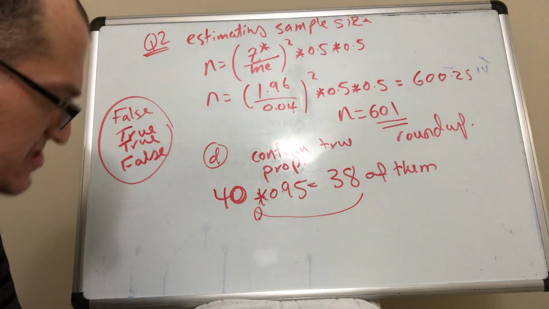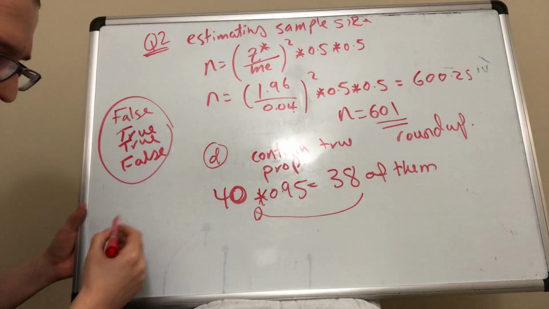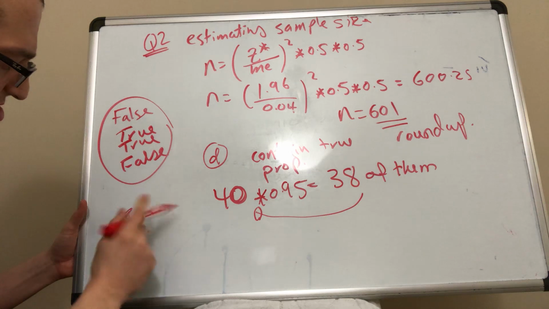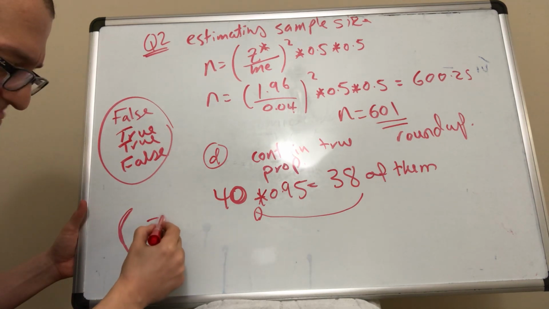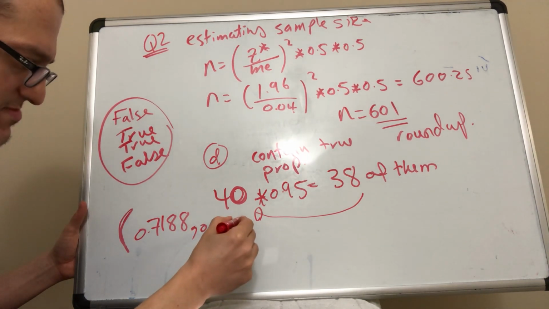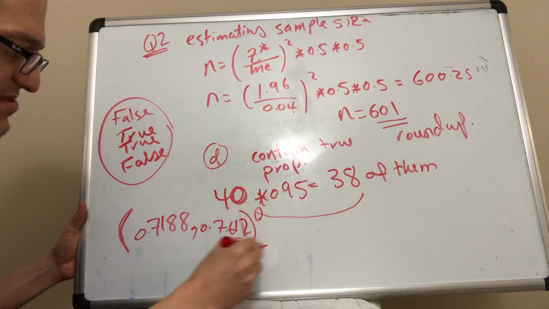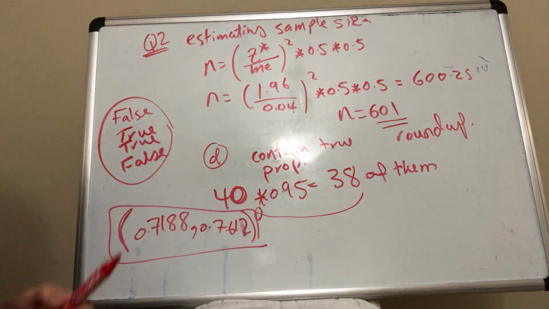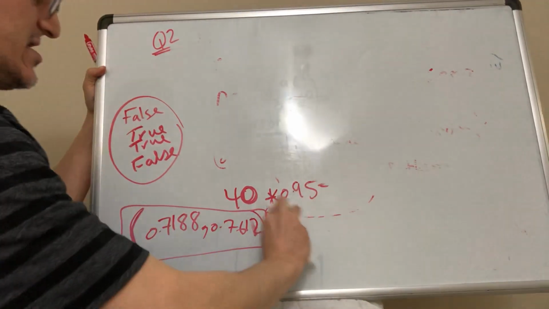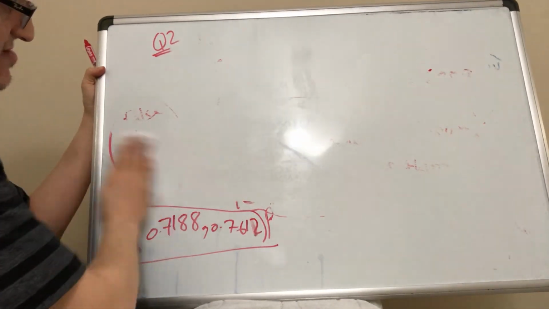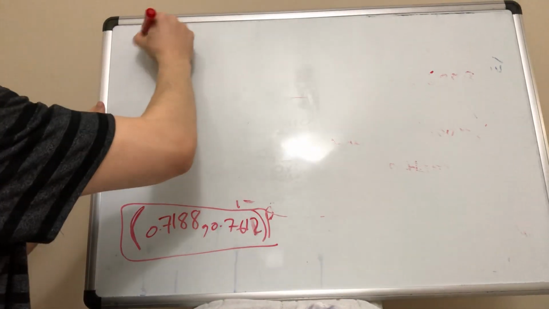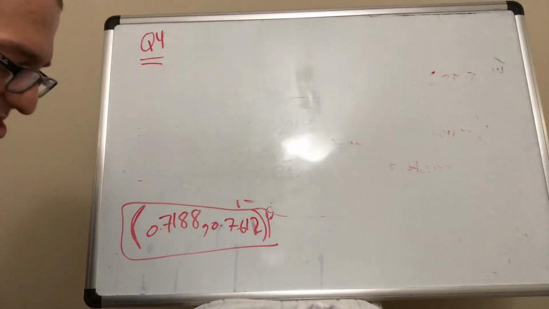Now, using the results from C, let me remind you what the results were. We did the calculation, and the confidence interval was 71.88 to 76.12. Keep this in mind. I'm going to refer to this many times today, how to do hypothesis testing. It's a major idea for the final exam. So this is what we got from doing part C.